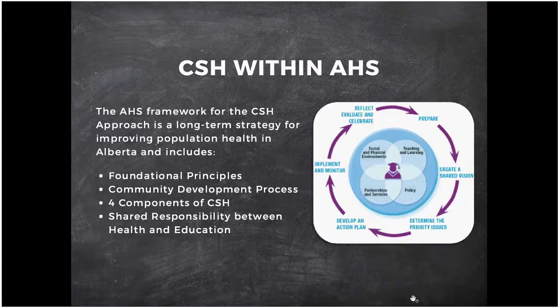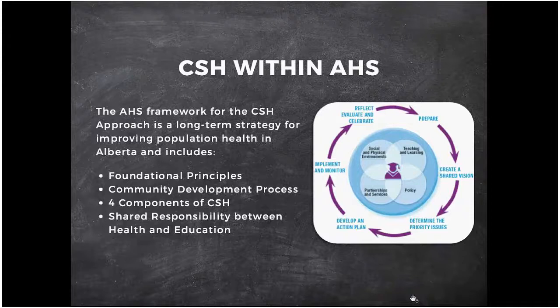Within Alberta Health Services, the AHS framework for the comprehensive school health approach is a long-term strategy for improving population health in Alberta. The framework was developed by the Healthy Children and Youth team under the direction of a comprehensive school health steering committee, which included consultation with and endorsement by all 5 AHS zones. When we are talking about a framework, we're describing the organization of multiple principles, ideas, theories, and sources of evidence into a conceptual structure that can be used to guide actions and decisions.